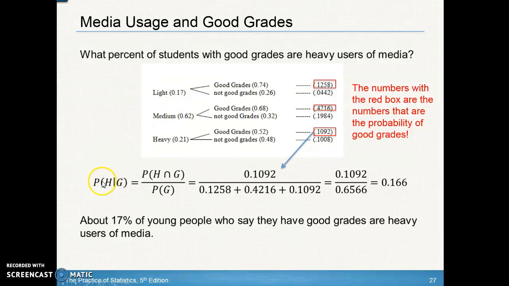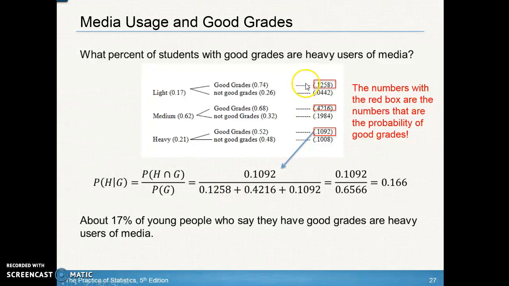So when I write out this conditional probability, the probability that they're heavy internet users given that they have good grades. Now, I'm going to use my formula, heavy and good grades. That's easy. Boom, I just go right over here, plug that down there. Now notice the bottom is the probability that they get good grades. You can't just use that 0.52 because there are 3 places where they get good grades. You have to add up all 3 of those places in your denominator.